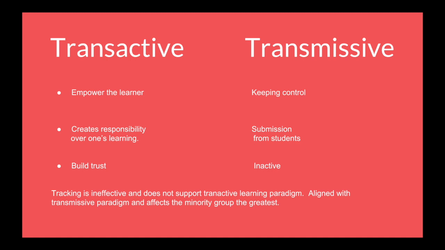The transmissive model is about keeping control over the students and what is taught in the classroom. It's more about the submission of the student inside the classroom, which leads a lot of the time to inaction. There's not a lot of engagement. So it aligns more with scripted methods of teaching and curriculum, and it also has low expectations of the student from the teacher's point of view.